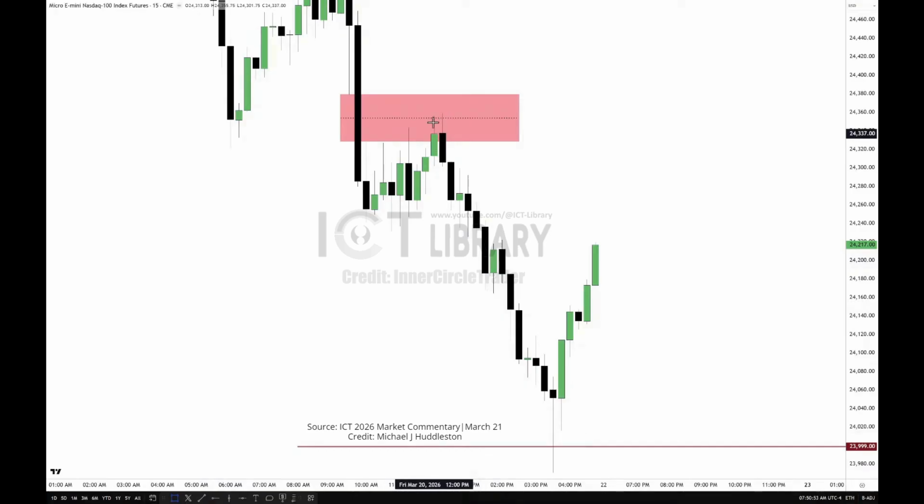Does the body close below it? If you do see that, that's real institutional order flow. You do not need to see inside of a candlestick how many orders were at this price. That is absolute bullshit. There's no difference between that and everything else in retail.